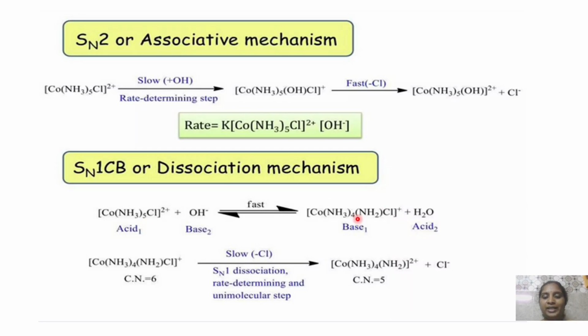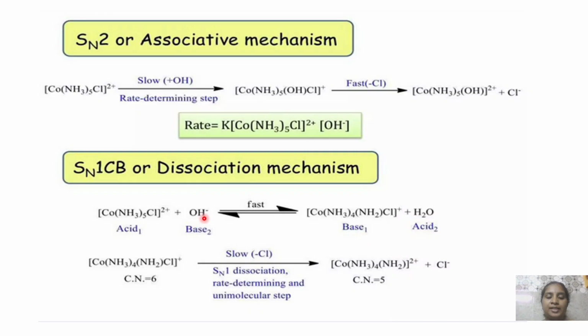Here it is arranged such that there are four NH3 and one NH2. From the NH2, one of the protons is taken up by hydroxide to form H2O. Now this acts as a base. Initially it is an acid. This is the complex which is acid. By removing one proton from NH3, this complex converts to a base.